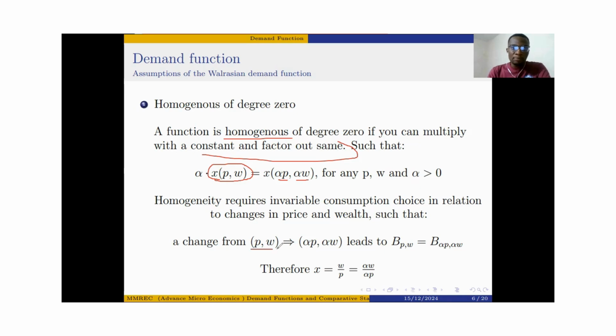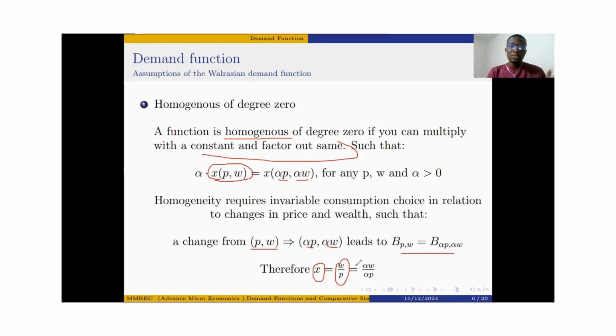Suppose this is the budget, and then we multiply our price increases by a given constant, and it's supported by the same constant multiplication of the wealth. The effect is that the budget remains the same and is able to purchase the same quantity over time. So this X was initially bought by the wealth over the price.